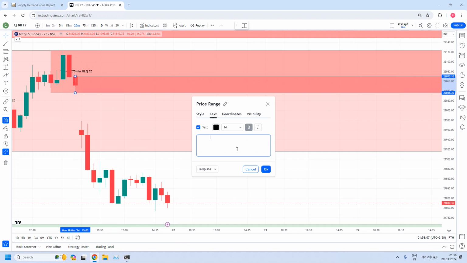So this is a 25 minutes high liquidity supply zone. Sorry, 25 minutes. Excellent.